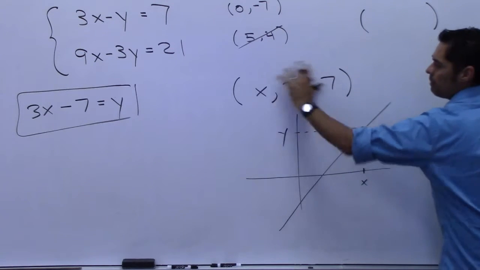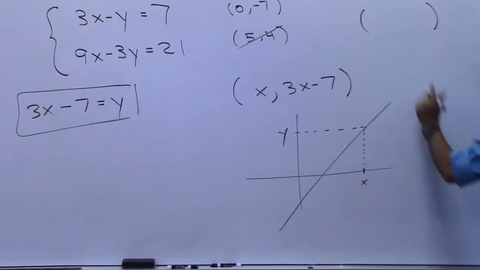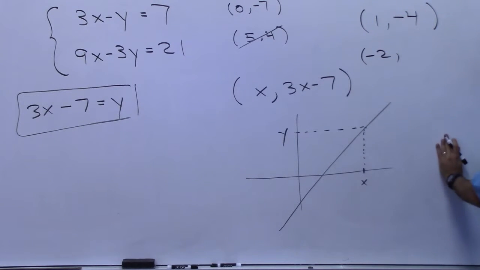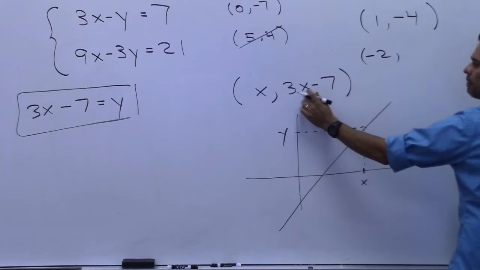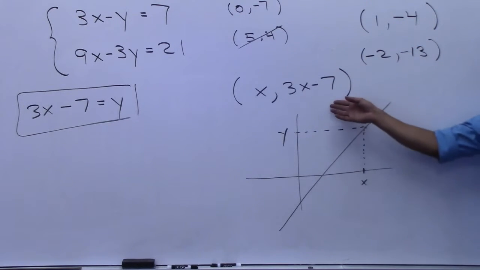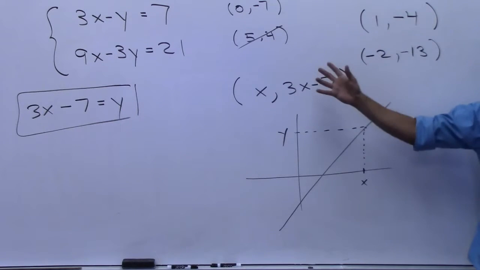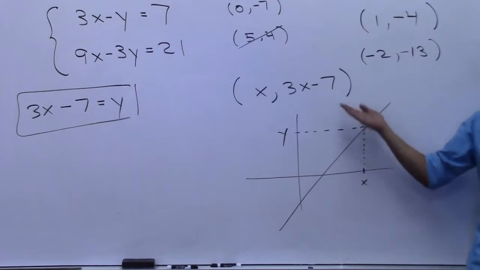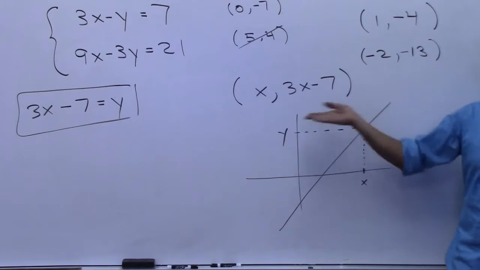Use this. So if x was 1, then y would be 3 minus 7, which is negative 4. Good. How about if x was negative 2? Negative 13. You see that? You can use this formula to generate all the different answers. But since there's an infinite number of them, I can't list them all out, so I just give you a formula. Right, because you can't say all real numbers.